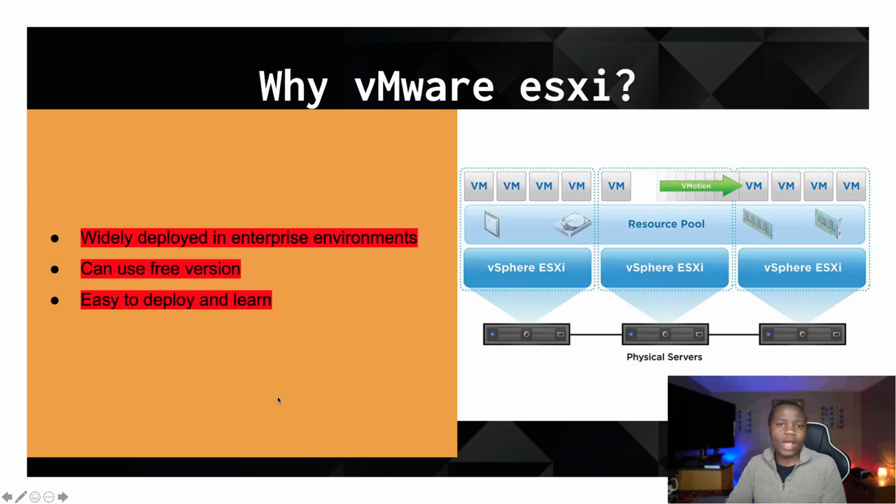All right, so why VMware? We chose VMware because it's widely deployed in the enterprise. If you deploy this lab at home or in your own environment, you're likely to learn skills that will help you when you go out there to work in the workplace. So that's why we chose VMware. It's super easy to use, and VMware ESXi can be used for free with limited features, but it is still usable for what we do. That's why I chose it.